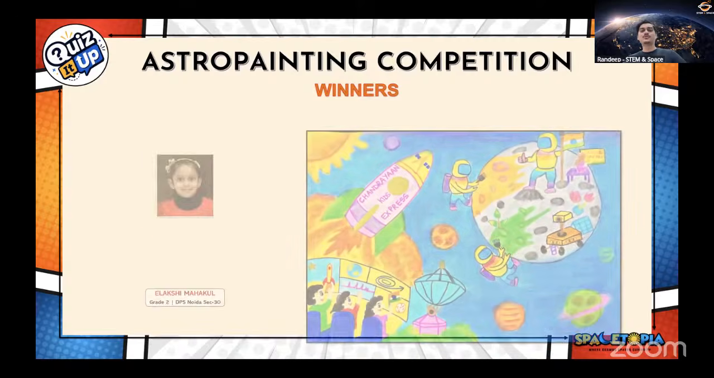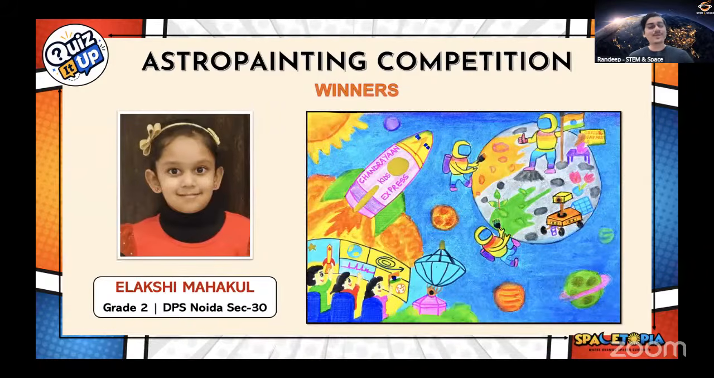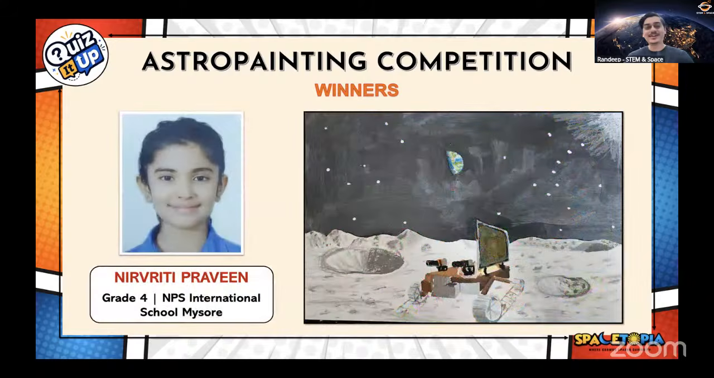Okay, so the first winner is Ilakshi Mahakul from grade 2, DPS Noida, Sector 30. So this was her artwork. Very nice to see Ilakshi making a Chandrayaan Kids Express. Probably a couple of decades from now, we will have a train-like rocket which will be termed as Chandrayaan Kids Express, and you kids will actually be able to go to the moon using that rocket. So good to see, appreciate that.